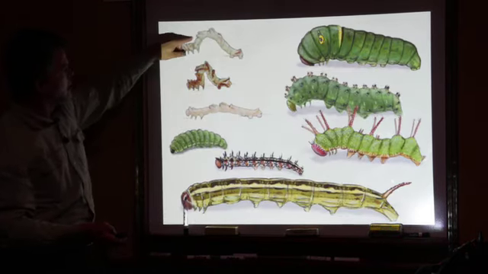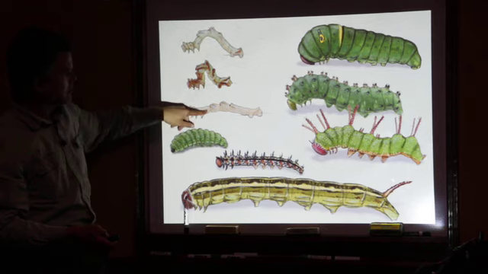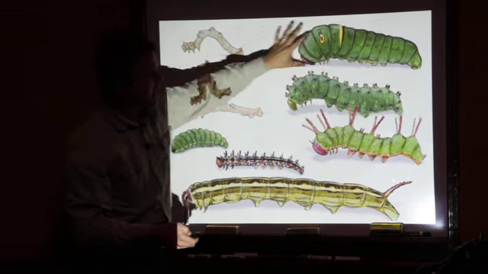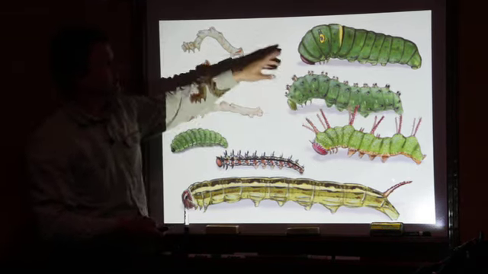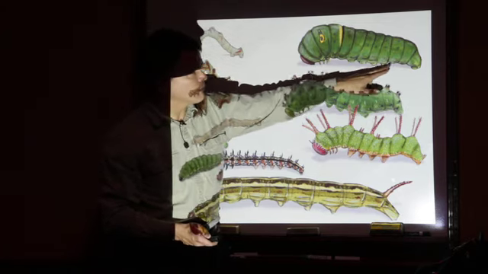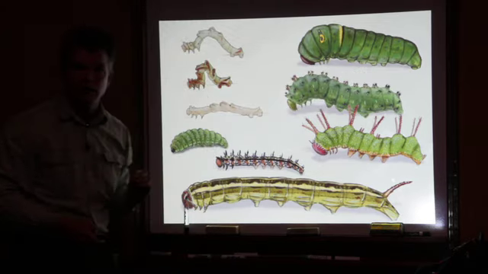So, here is inchworm action. Here are some examples of other caterpillars. And they have all sorts of ornamentation, but you see the head, 1, 2, 3, space, 1, 2, 3, 4, space, another foot at the back.